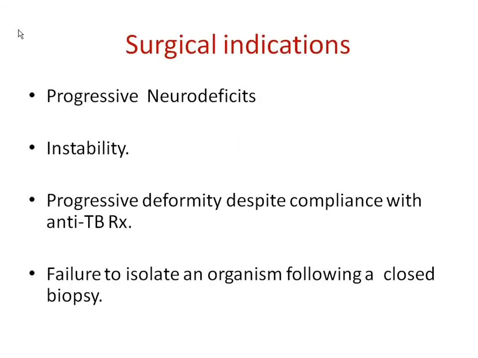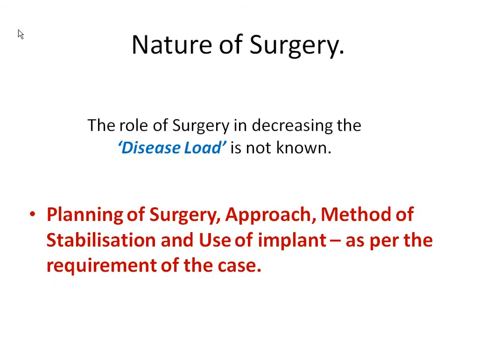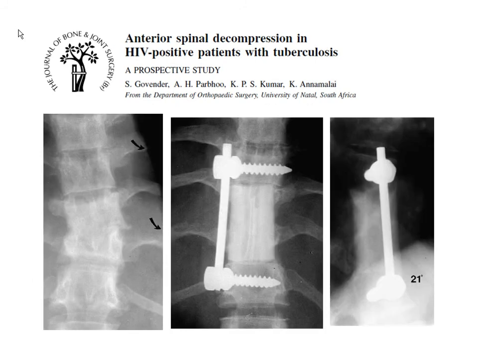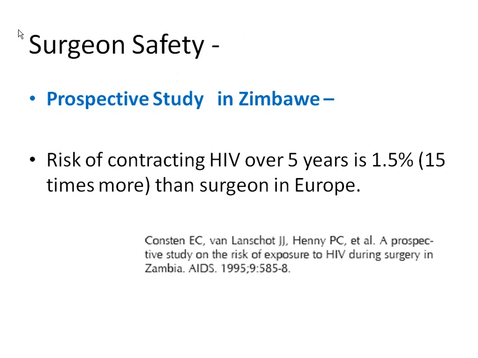Last 3 slides, surgical indications are most important. Surgical indications, technique of surgery, what implant you use, what kind of spacer you use, need not be anything different from an ordinary patient with spinal tuberculosis. There is no difference in the surgical indication or the technique of surgery. And we really don't know whether there is any specific role of surgery in decreasing the disease load and whether it makes it better. Everything else, planning of surgery, approach, method of stabilization, and use of implants are all as per routine. What has been clearly shown in the study is that what makes the difference is to avoid comorbidities like diabetes, and also look at the nutrition of the patient, and then your results are the same.